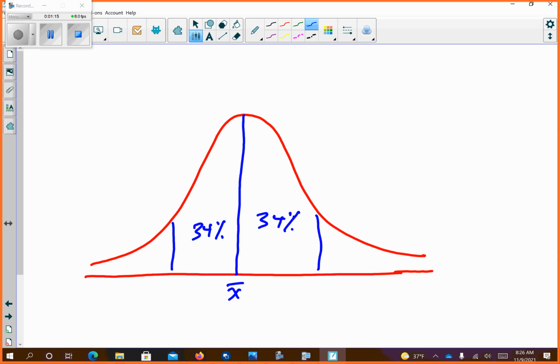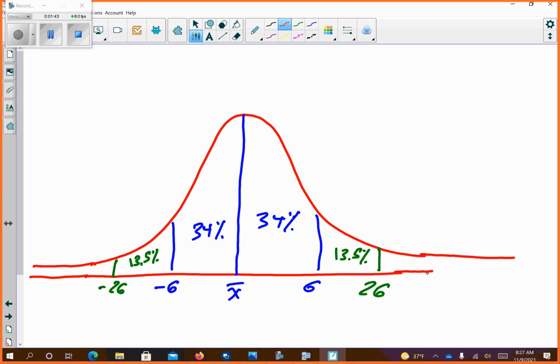Okay, mean, 1 standard deviation, 1 standard deviation. 2 standard deviations, 13.5. Negative 2 standard deviations, negative 13.5. And then, all right, 3rd standard deviation, 2.35.